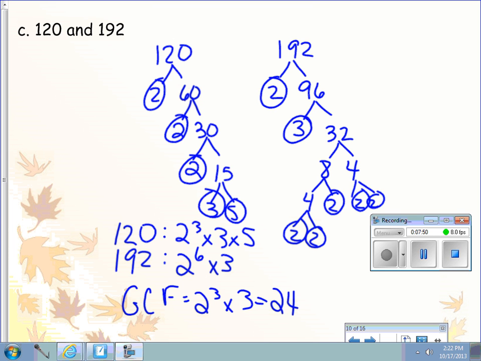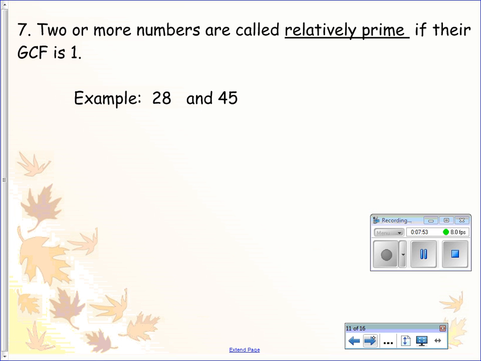Now we're going to move to a section where 2 or more numbers are called relatively prime if their GCF is 1. Now let's talk about the word relatively. We all have relatives, which means we have a relation. For example, if you have a cousin, maybe you have the same grandmother, or if you have an aunt, you have somebody that has something in common with you. So if 2 numbers are relatively prime, what they have in common is that their greatest common factor is going to be 1. Hence, relatively prime.